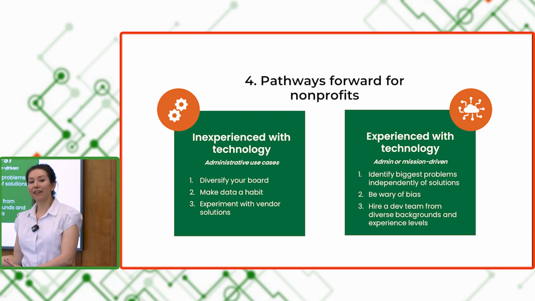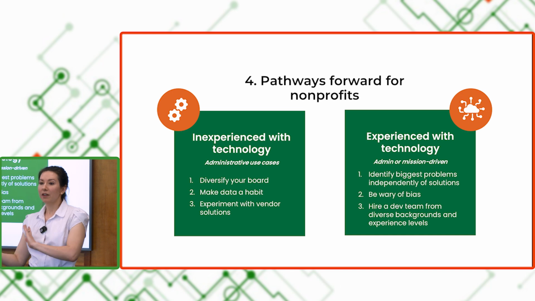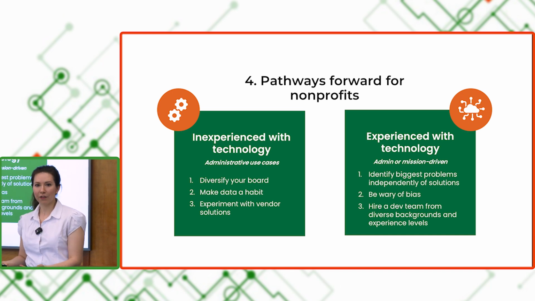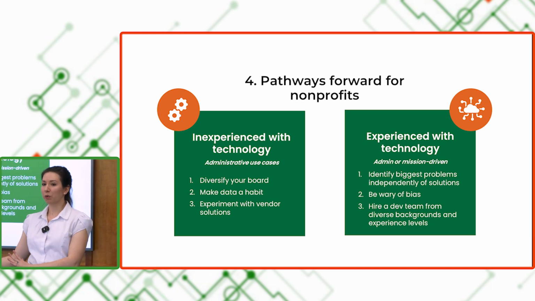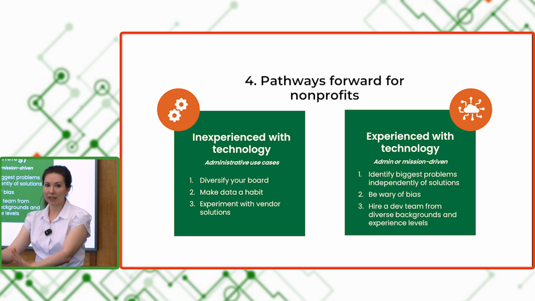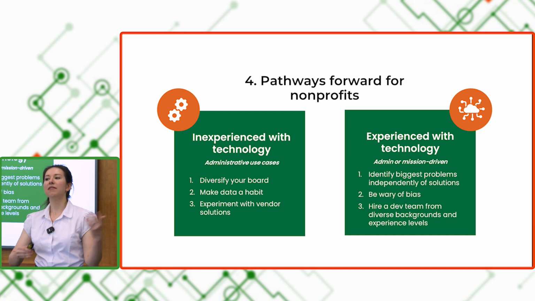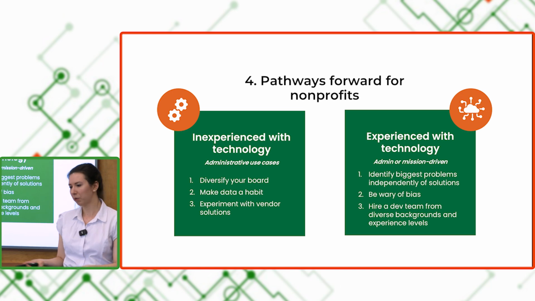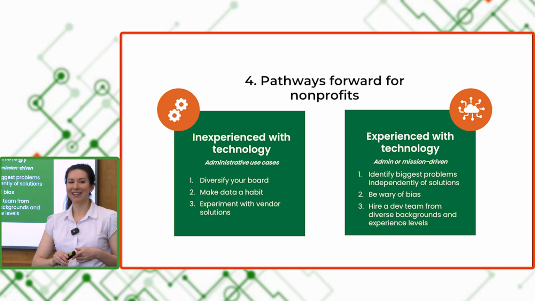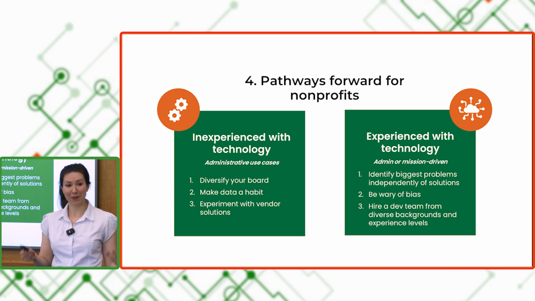And then second, if you're more experienced with technology, you can use those administrative use cases and get a lot of benefit from them now, but you can also start thinking about those mission-driven use cases. If you want to start exploring using AI to directly affect your mission, start thinking about your biggest problems independently of your solutions. So think about what problem you try to solve, where you want to have an increased reach or more automated impact, and then figure out whether AI is the right tool, and we'll talk about that a little bit more. Be wary of bias. In some cases, the tools might not be there yet, and just be aware of that, and make sure that you're not doing more harm than good.